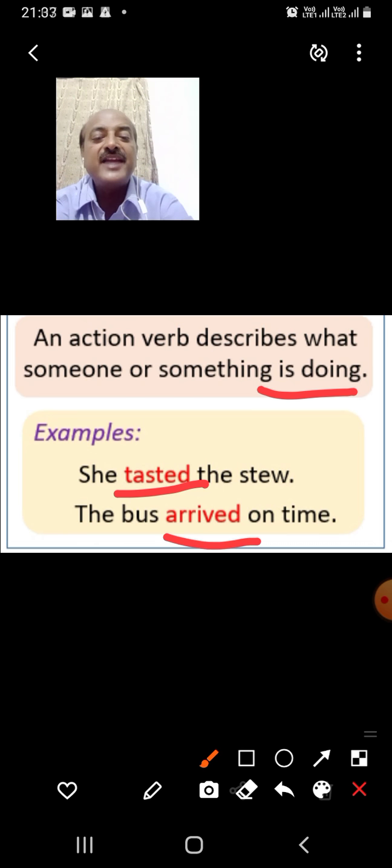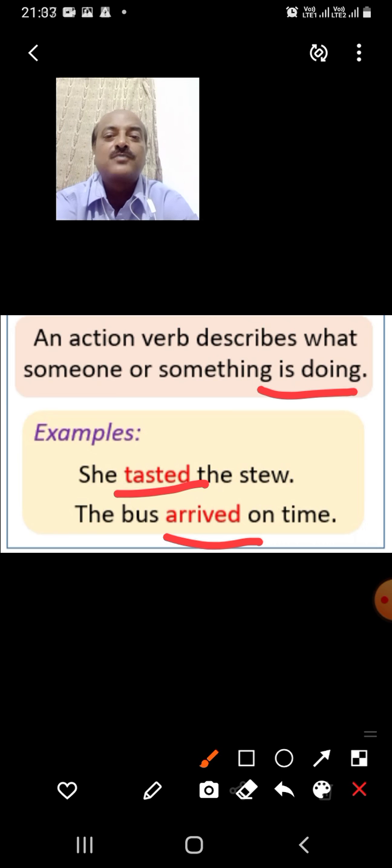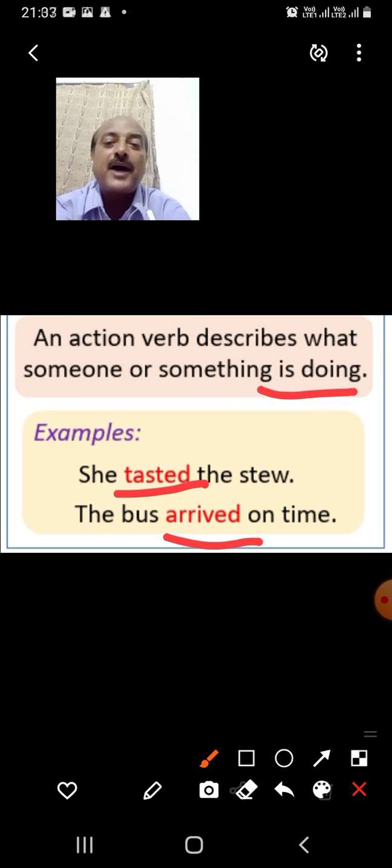The bus arrived on time. So the action is arrived. What does the bus do? It has arrived on time. The bus departed on time. Departed means to go. Arrived means to come. And the bus will depart at 10 o'clock means it will go at 10 o'clock. Some action is being done, or going to be done. Verbs are words that show what the subject does, says, has, or is.